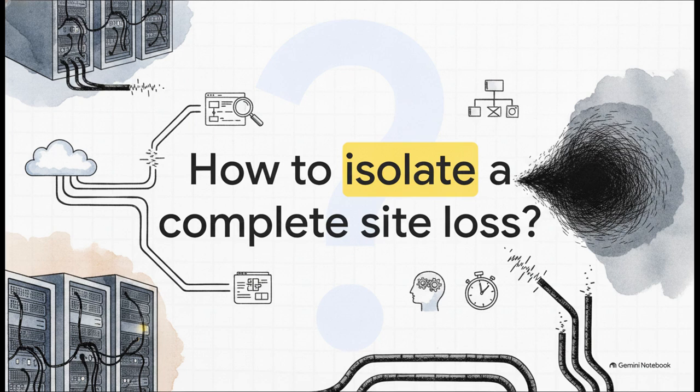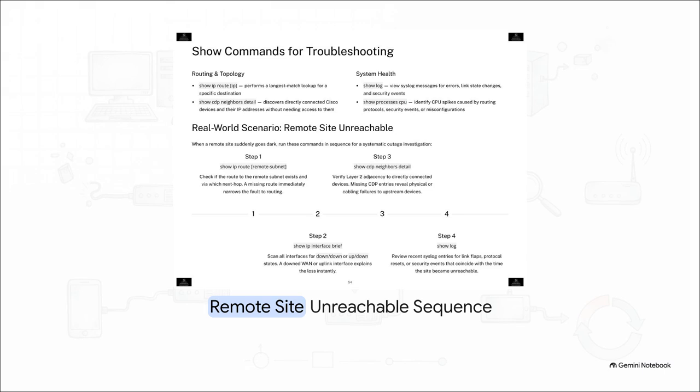Let's escalate things back to that massive scenario we opened with. A major branch office completely disappears from the network. No pings, no routing, just total darkness. How do you isolate a failure of that magnitude systematically, step by step, without losing your cool? And this brilliantly illustrates the exact workflow you should follow to regain control of the situation. It's a precise, logical four-step sequence designed to eliminate variables from the top down.